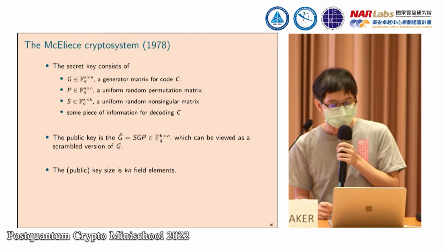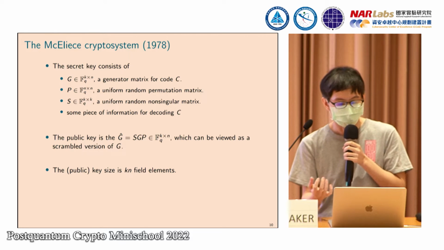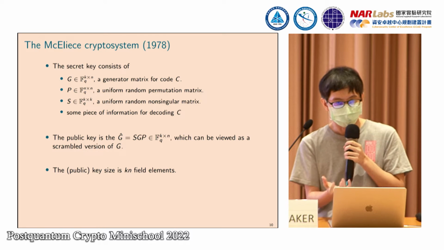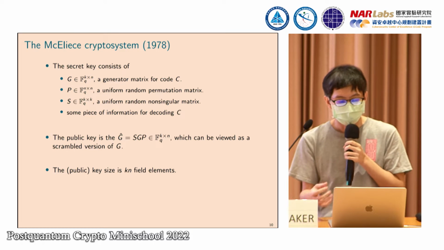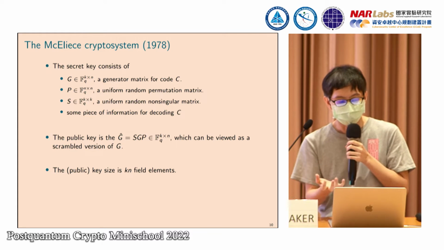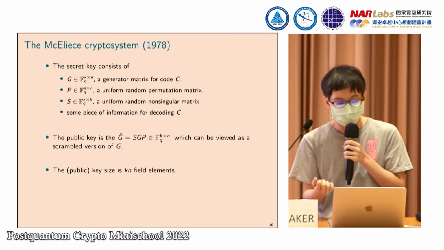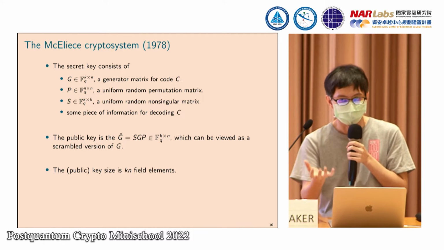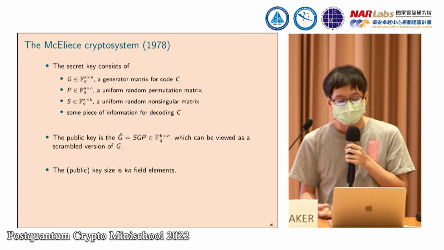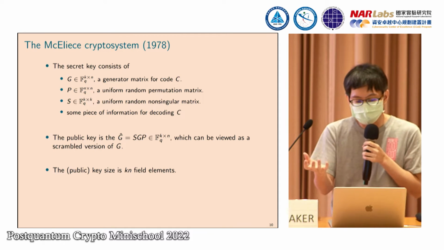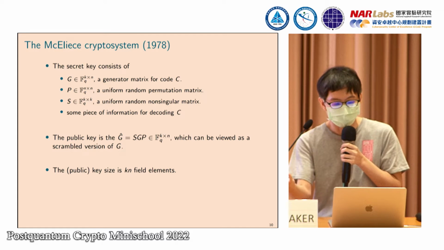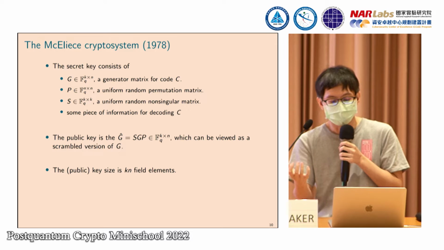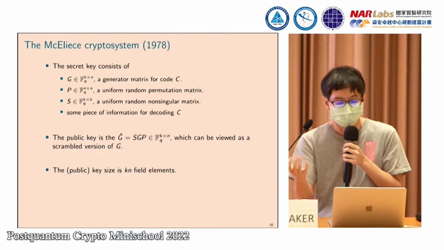And then the public key is going to be this G hat, which is the product of SGP. The reason why we're doing this is that we want to scramble this generator matrix G so that other people cannot find the secret structure of it. And as I mentioned, in many cases, if you use a special G, then often this already implies that you can decode the code C very efficiently. So of course, this kind of structure should be hidden.